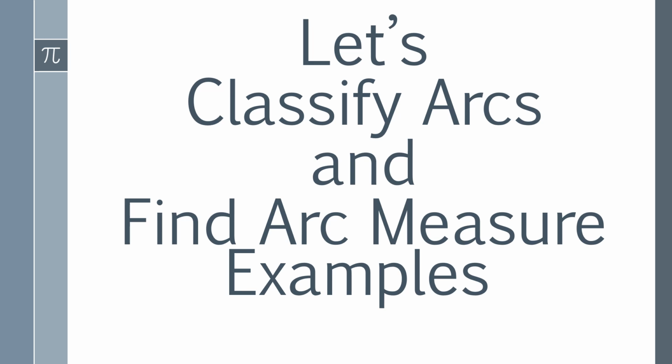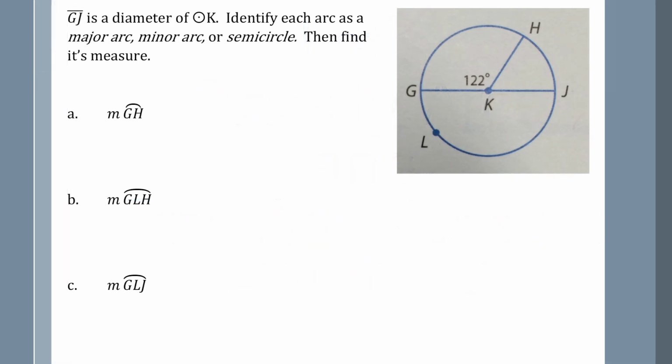Okay, let's classify some arcs and find some arc measure examples. All right, so segment GJ is a diameter of circle K. Identify each arc as a major arc, minor arc, or semicircle, then find its measure. So the measure of arc GH, well, that's pretty easy. That would be equal to 122. Now, this arc is a minor arc, and it's less than 180.